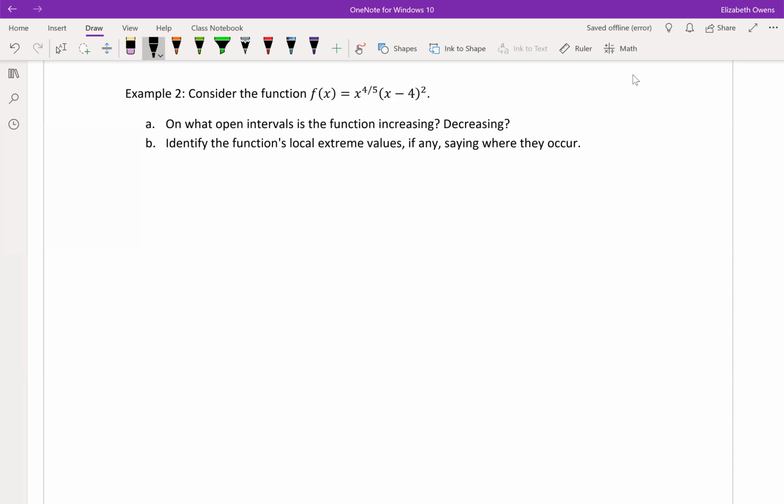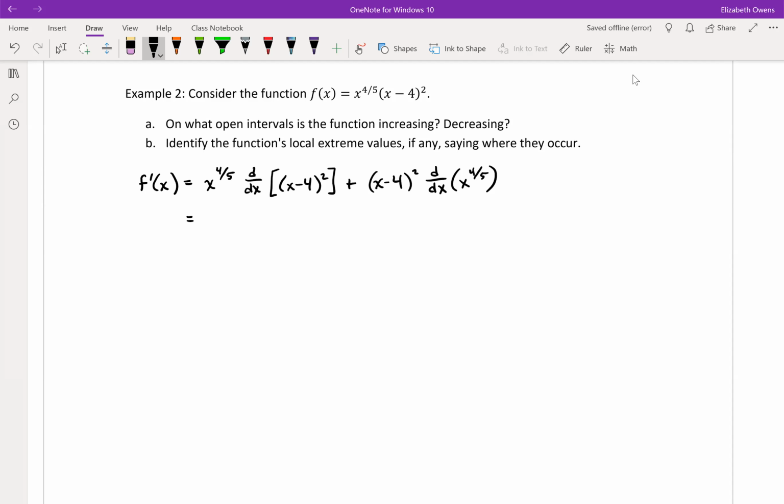So cool. First things first, we need the derivative of this. So let's do f prime of x. And this is definitely going to be a product rule situation because we have one function multiplying another, x to the 4/5 times x minus 4 squared. I guess you could distribute everything out maybe and use the power rule, but let's practice our product rule here. So we'll go our first function times the derivative of the second, derivative of x minus 4 squared, and then plus our second function times the derivative of the first.